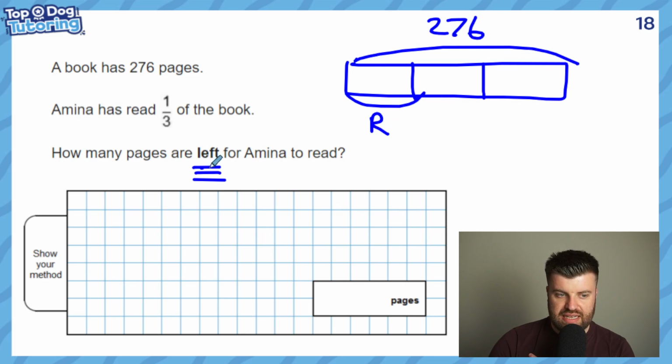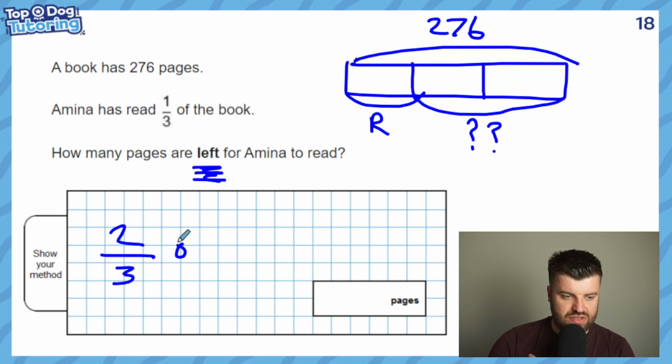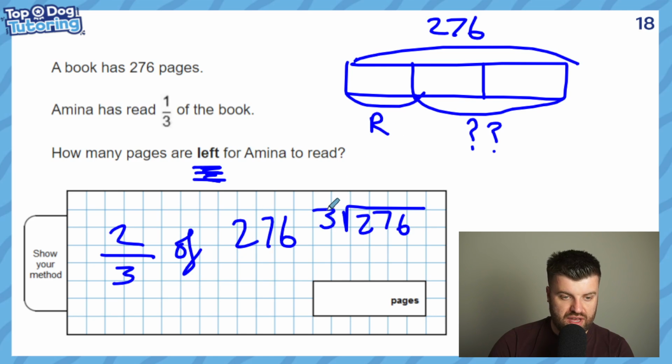But the question says how many pages are left. So the question's actually asking for this 2/3 gap. So what I really need to work out is 2/3 of 276. Now, if I know fractions of a quantity, how to work it out, this is easy. Take the bus stop method, 276, divide it by 3. That'll give me 1/3. 3's into 2 don't go. 3's into 27 9 times. 3's into 6 twice. So we have 92 pages for each third.